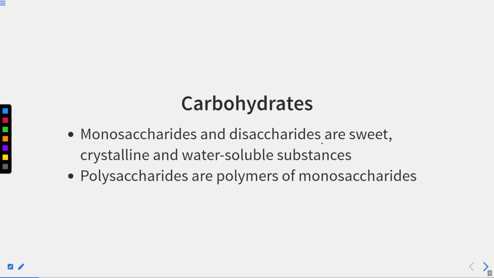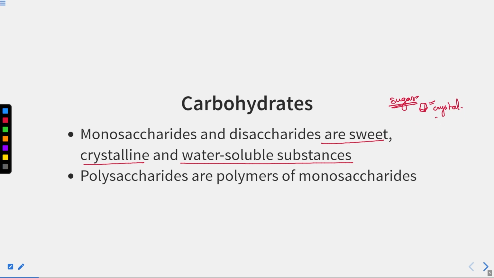Monosaccharide and disaccharide are sweet, crystalline, and water soluble substances. So we all know that sugar is in the form of crystals. You must have seen these small crystals, right? So they are in crystal form. Sugars are in crystal form.